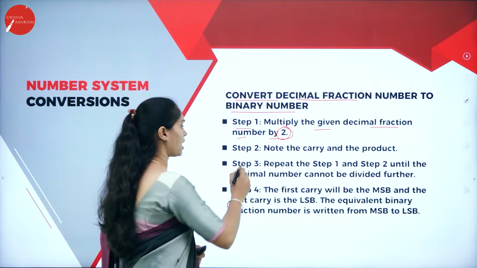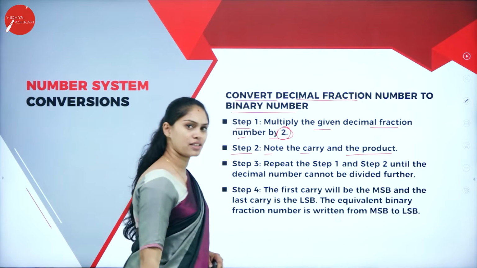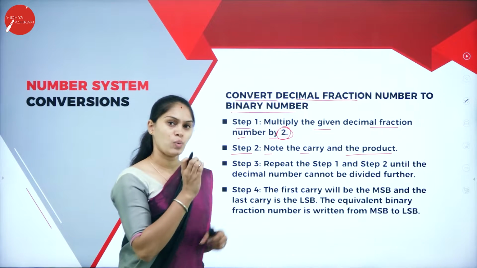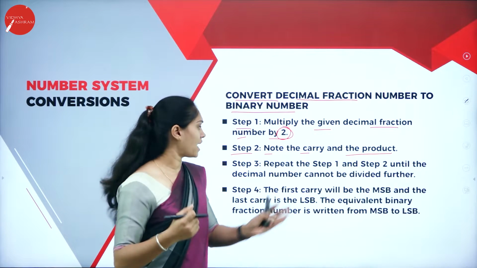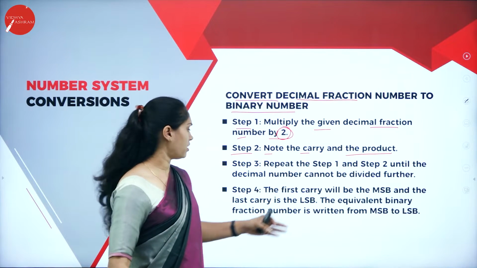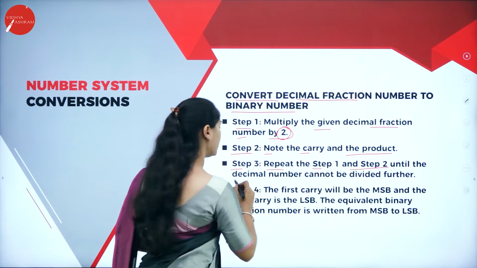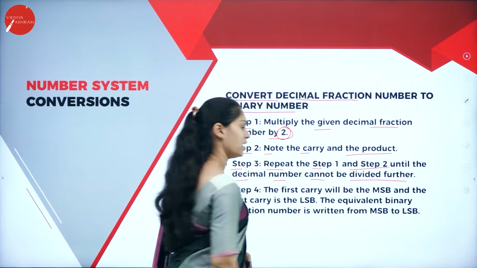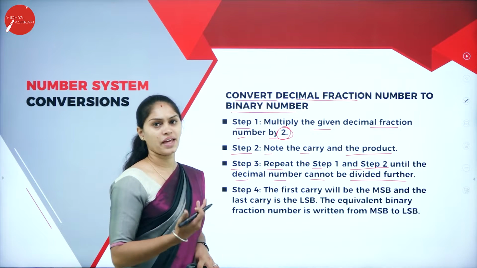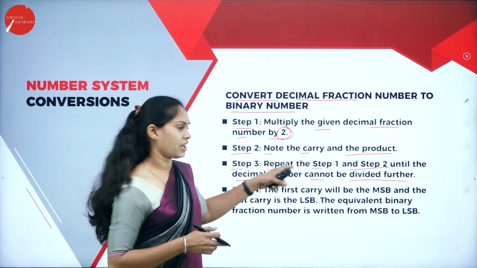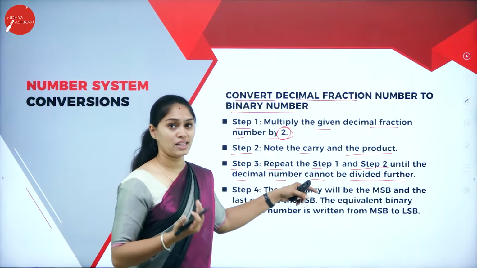Okay, then in step 2 what are we going to do? Note the carry and the product. So we are going to multiply, we are going to get a product, and we have to follow the carry. Carry is nothing but what? It's the remainder itself. Then repeat step 1 and step 2 until the decimal number cannot be divided further. So when the decimal number becomes 0, we cannot divide it further. At that time we have to stop the conversion, that is, stop the multiplication.